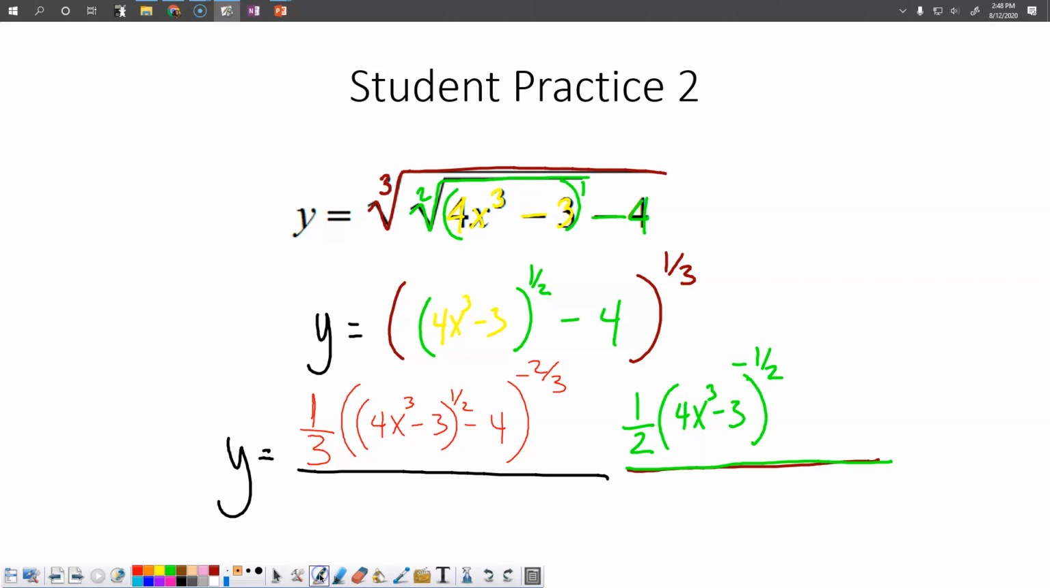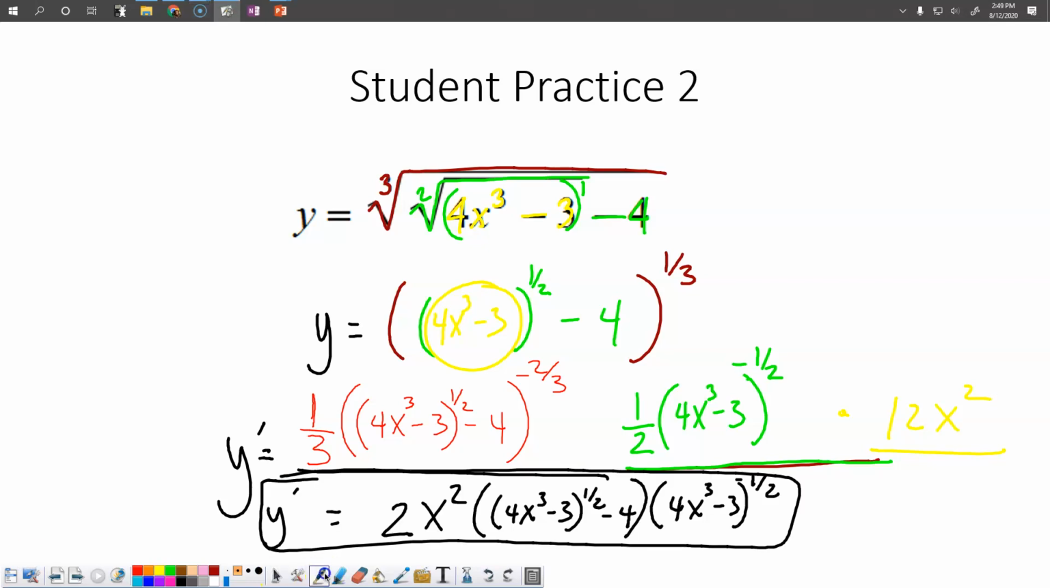And then, of course, we get to take the derivative of the yolk next, and that's pretty straightforward. We just take the derivative of the inside piece here, which is 12x squared. Why don't you guys go ahead and simplify it down as much as you can. Pause the video and see if you can get it simplified. There's the simplified answer there.